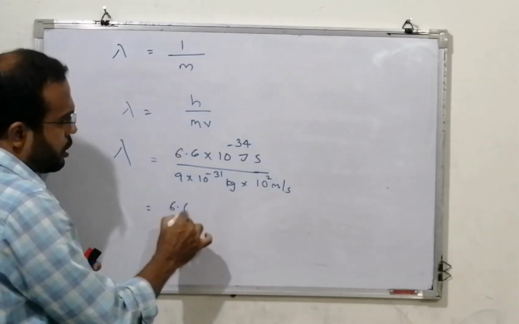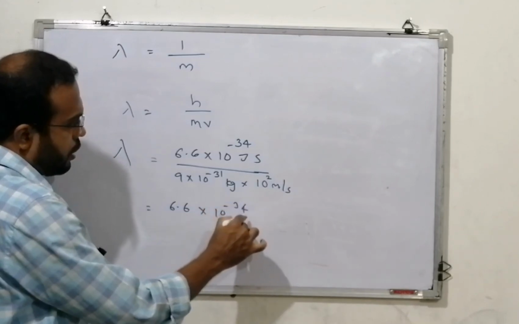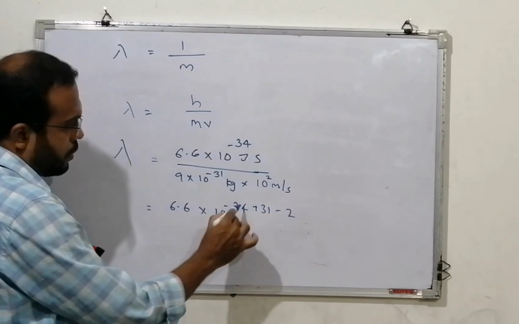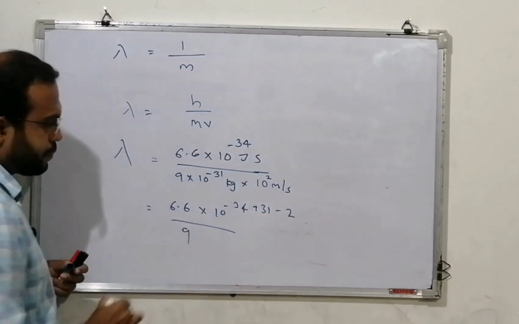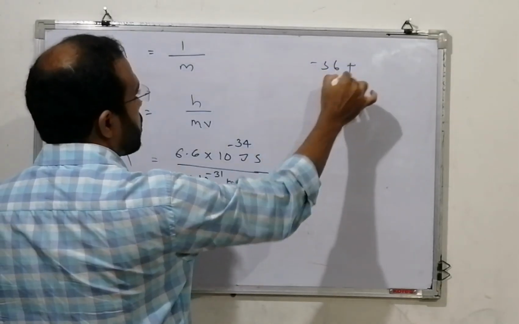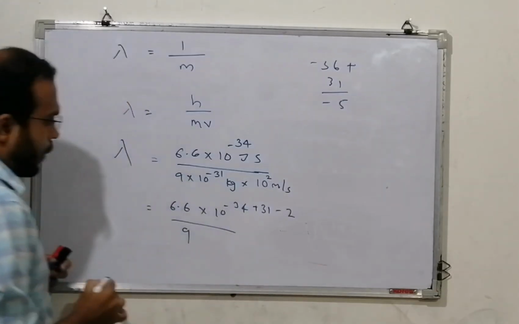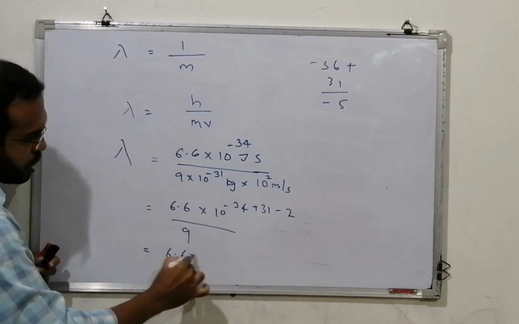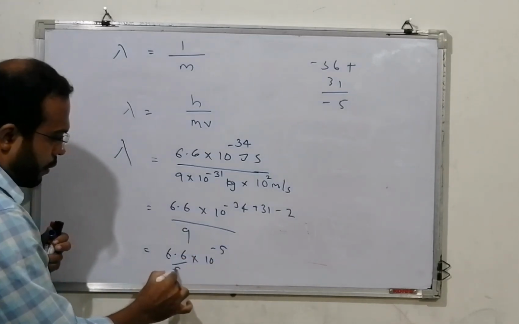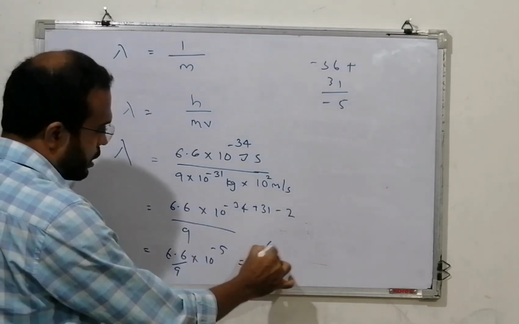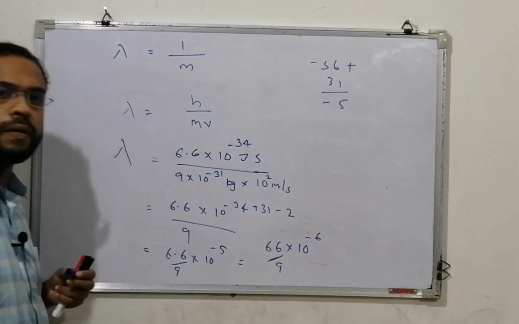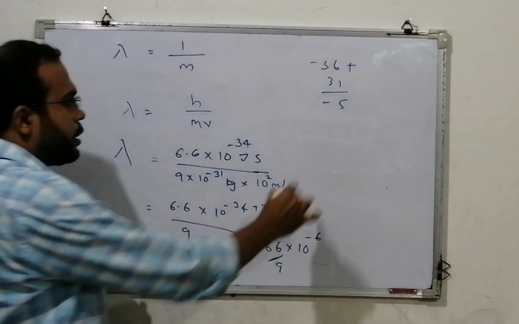Now you just do 6.6 into 10 raised to minus 34 plus 31 minus 2, all divided by 9. Minus 36 plus 31, you will have minus 5. Okay, now 6.6 into 10 raised to minus 5 divided by 9. This is 66 into 10 raised to minus 6 divided by 9.